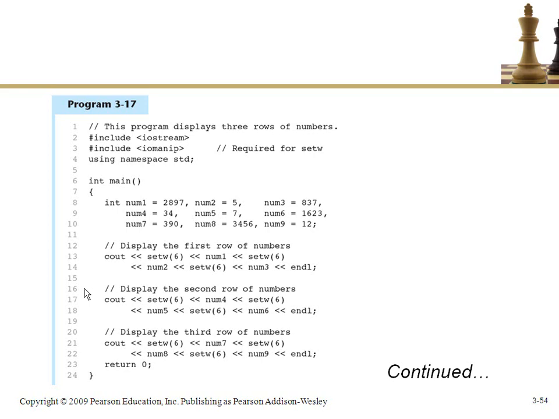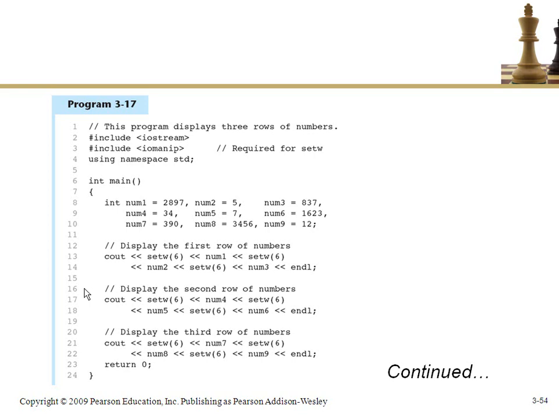Let's look at Program 3-17 from your textbook. This program will display 3 rows of numbers. Notice line 3, you have #include iomanip header file. You have number1 all the way through number9. They are integers.